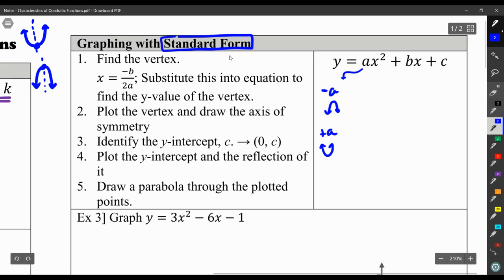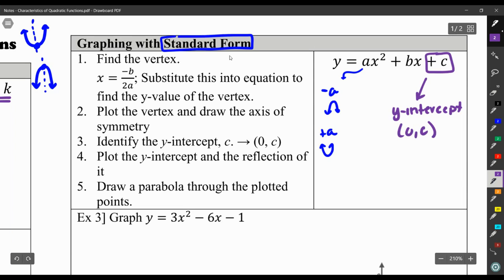Now, the vertex is not something I can easily find from here because it's not in vertex form. There's no h, there's no k. But you can easily find the y-intercept. The c value is the y-intercept of your function, at 0, whatever c is. So again, here are the steps. There is one thing I would like you to note in the steps, and that is this formula here. This is how you find the x value of the vertex, or in other words, the axis of symmetry. That's how you find it.